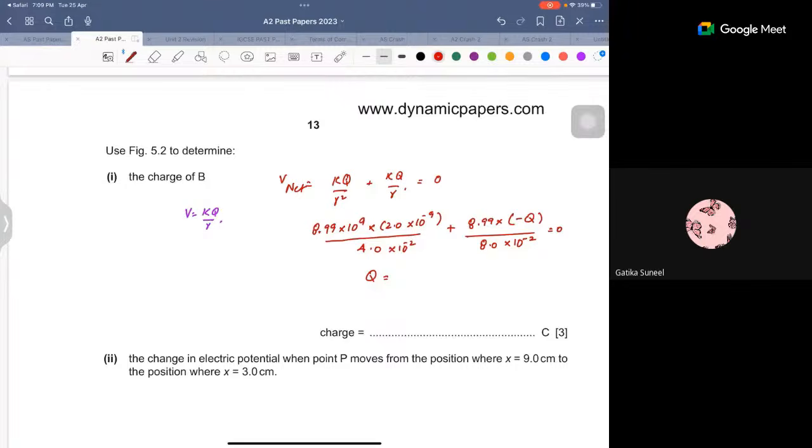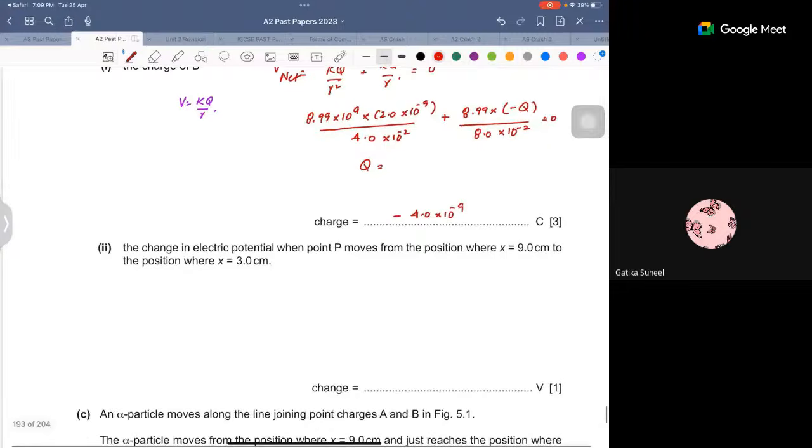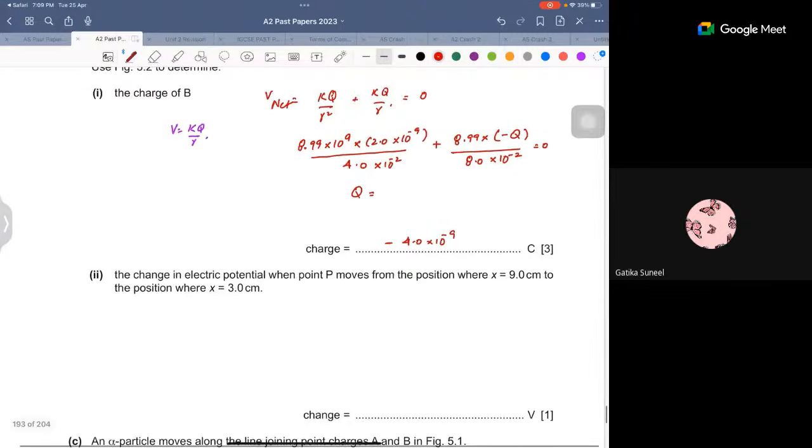You will find the magnitude of this. Interesting question. So 4.0 times 10 raised to minus 9. And because this charge was negative, put a negative sign, because obviously it has a negative potential. That's why. Then it says the electric potential when point P moves from the position where x is equal to this to the position where x is this.